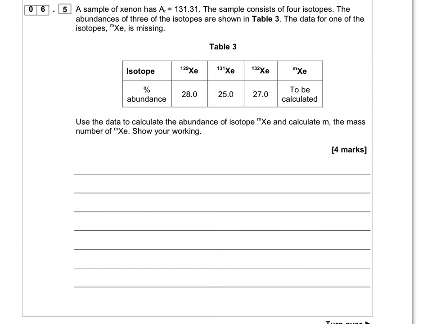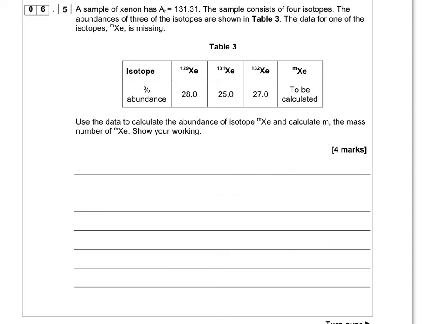A sample of xenon has a relative atomic mass of 131.31. The sample consists of 4 isotopes. The abundances of 3 of the isotopes are shown in table 3. The data for one of the isotopes is missing. Okay, and that's said it's M. Use the data to calculate the abundance of the unknown isotope.